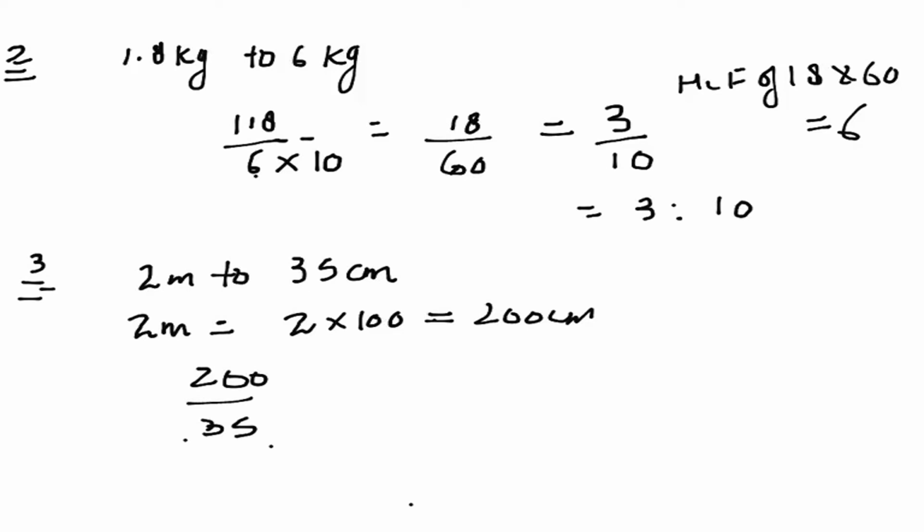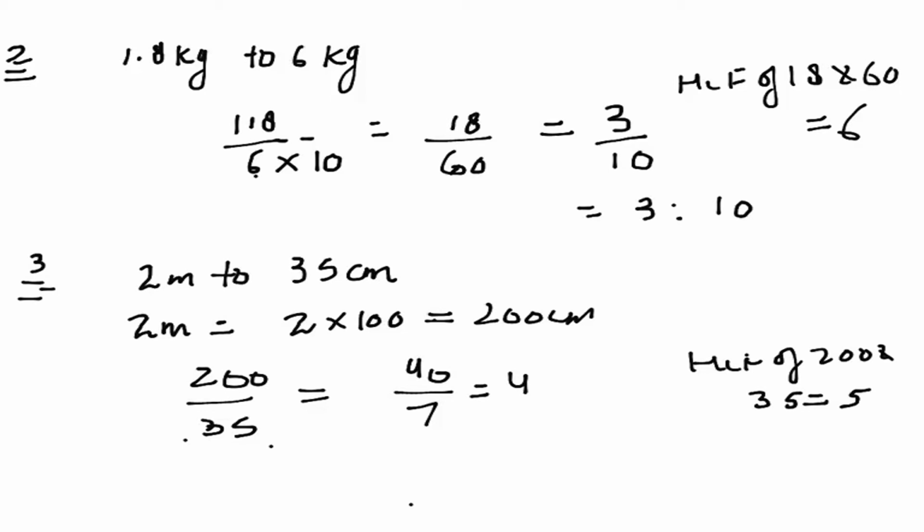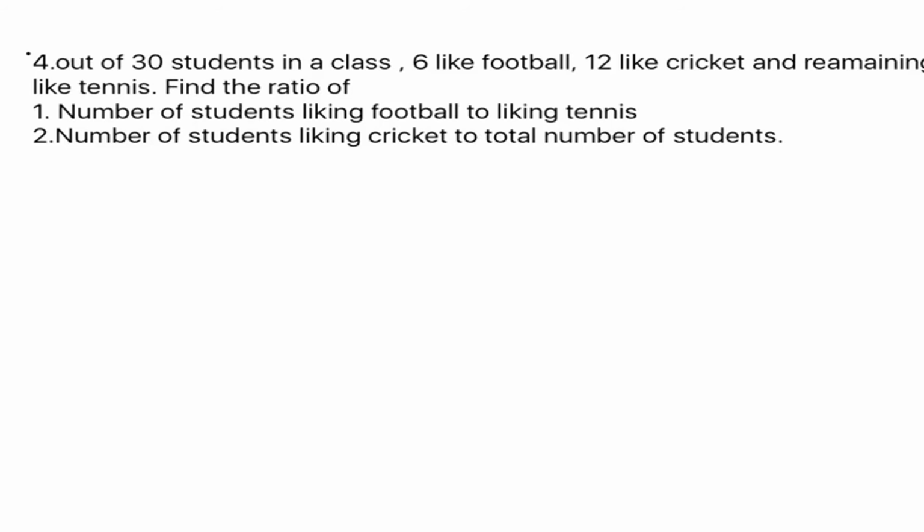Now the next is what? We will find the HCF. HCF of 200 and 35 will be 5. Now we will divide both the numerator and denominator by 5. So 200 divided by 5 will be 40, and 35 divided by 5 will be 7. Now this is the simplest form, as we don't have any common factor among 40 and 7. So the required ratio is 40:7.